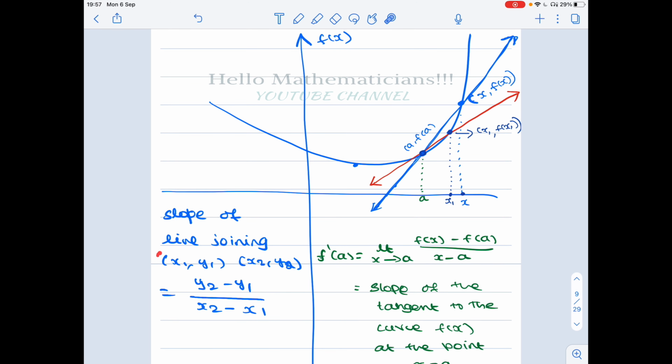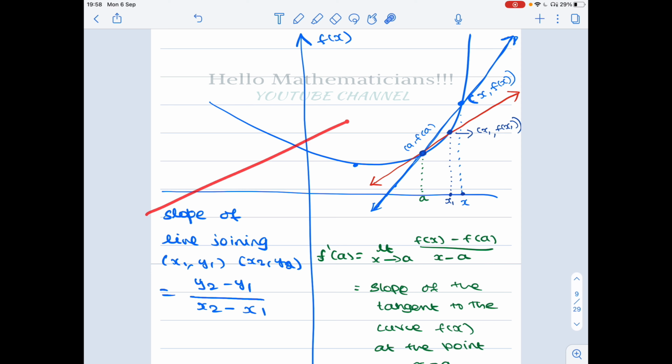First, you take 2 points (x1, y1) and (x2, y2) in R2. Then, given 2 points, you can always draw a line joining these 2 points. Then you can calculate the slope of this line. How to calculate the slope? Y2 minus y1 by x2 minus x1. This is the formula that we learned in school to calculate the slope of the line.